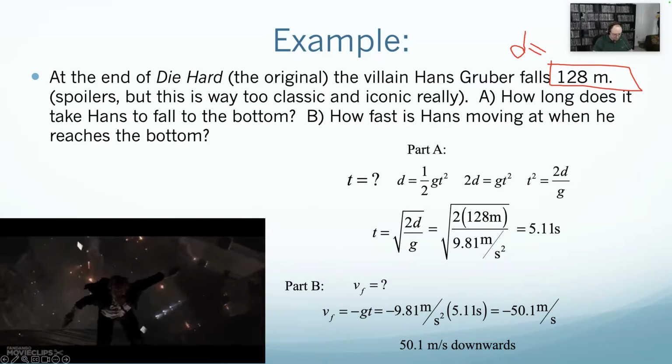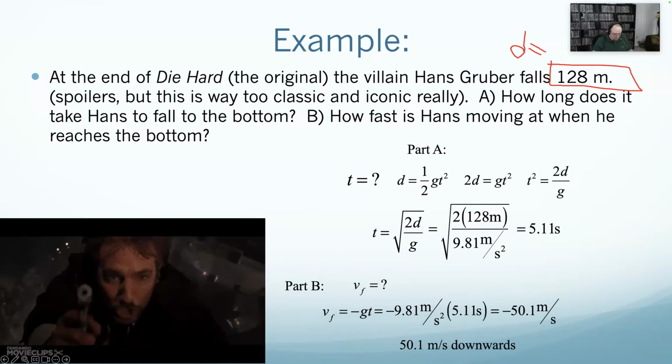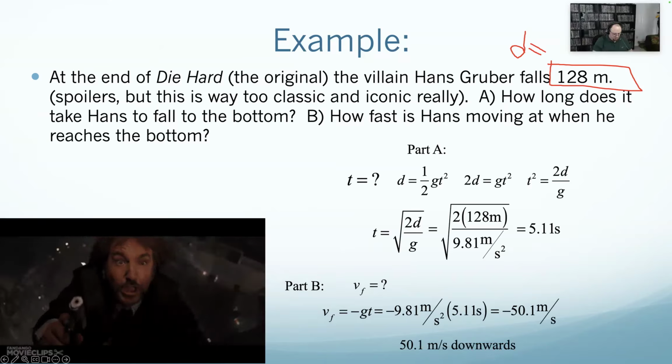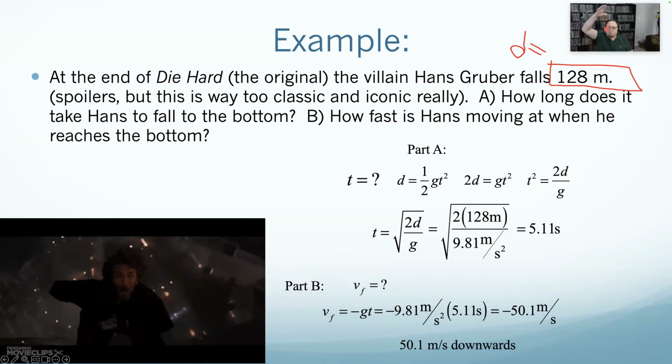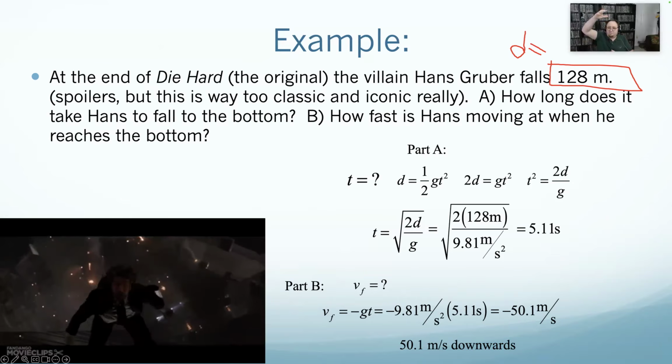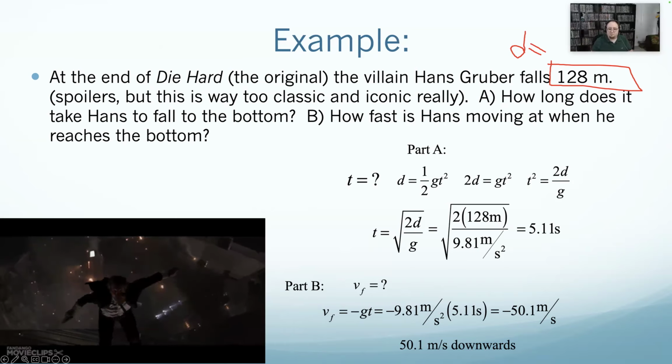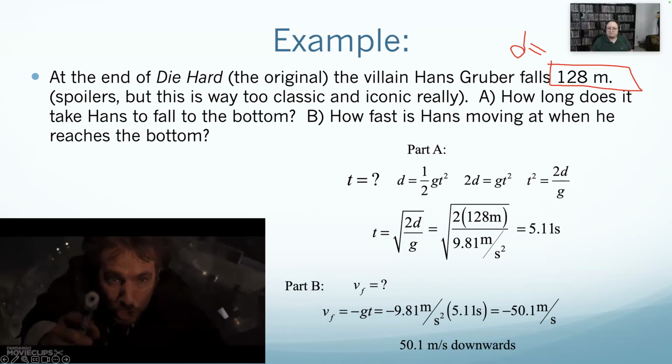Now, once again, this just assumes a drop, but it can be used to solve problems like this.